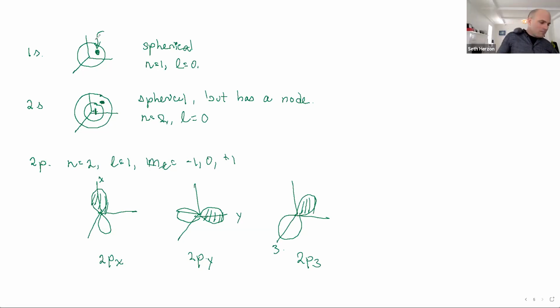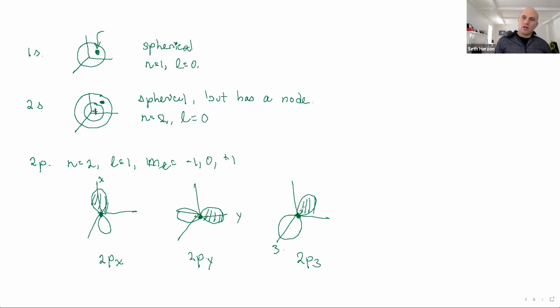And so, all right, trying to keep track of everything here. So we have our 2p orbitals and they're dumbbell shaped, okay? And they also have a node. In this case, it's right at the center. And when we pass through that node, the sign of the wave function changes, okay?